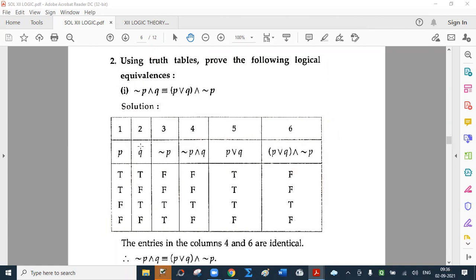First column P, second Q, we need not P. Now many students make one more column not Q. We need not Q, we don't. So why to make that? Fourth column, not P and Q. Fifth one, P or Q, and this is the sixth one. So what is not P and Q? False. See, when you see false in conjunction, directly you have to write F.